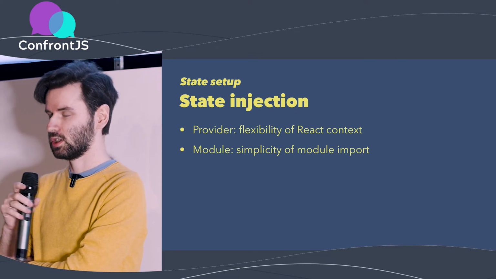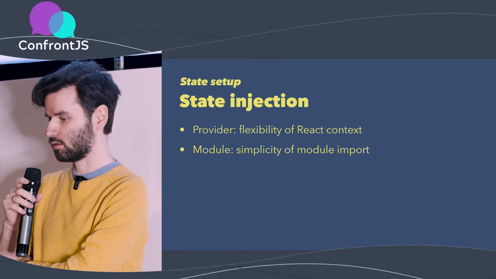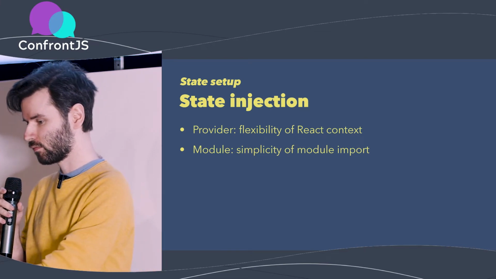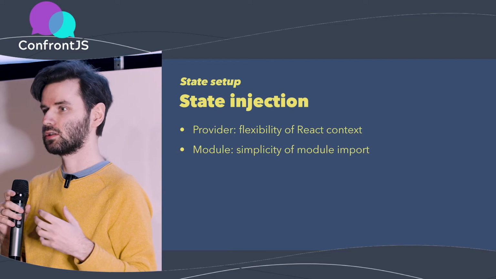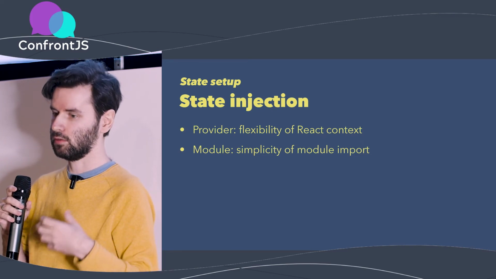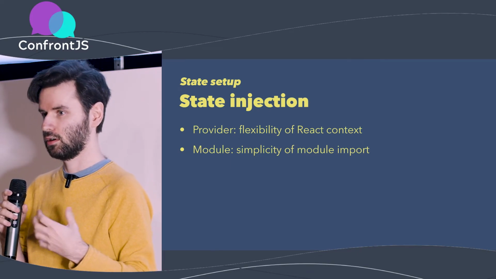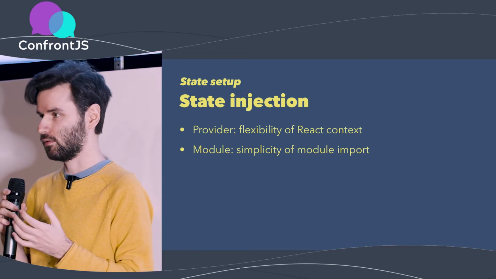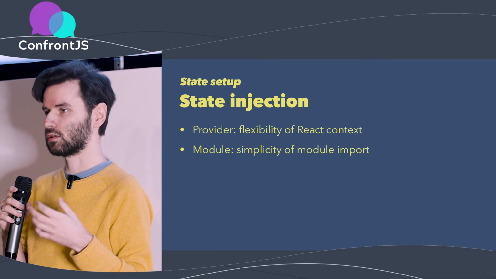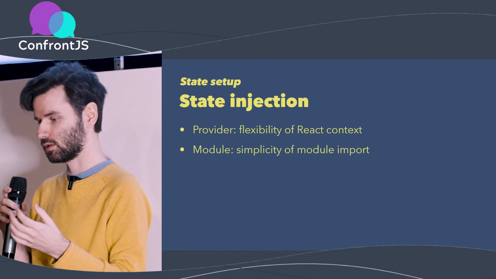And finally, state setup. First, we need to introduce state to our application. We need to inject it so components can read it. First way is using context providers. We import provider from the library. We wrap our application tree inside this provider, and we achieve full flexibility of React context. So we can, for example, override some values in a subtree, or maybe override values for testing purposes.